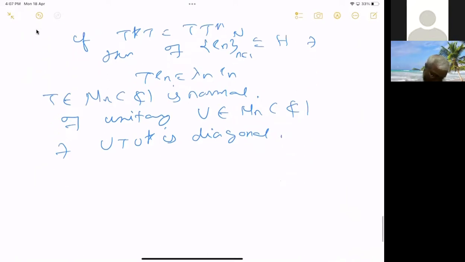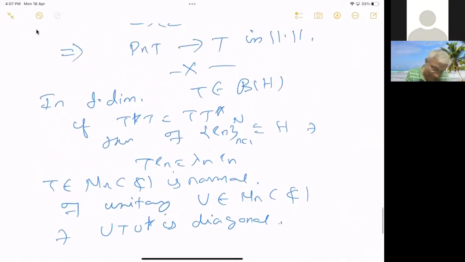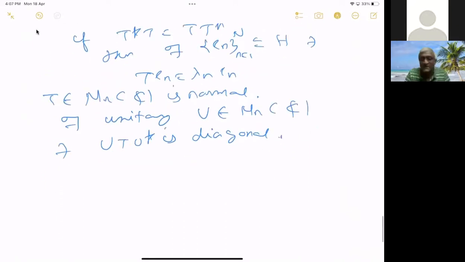It is just U T U star. If you have the matrix with respect to the standard orthonormal basis, then there exists another orthonormal basis with respect to which U T U star, that matrix, is a diagonal matrix. That precisely means that it has eigenvalues lambda n with En as eigenvectors. So this theorem can be carried over to compact normal operators.